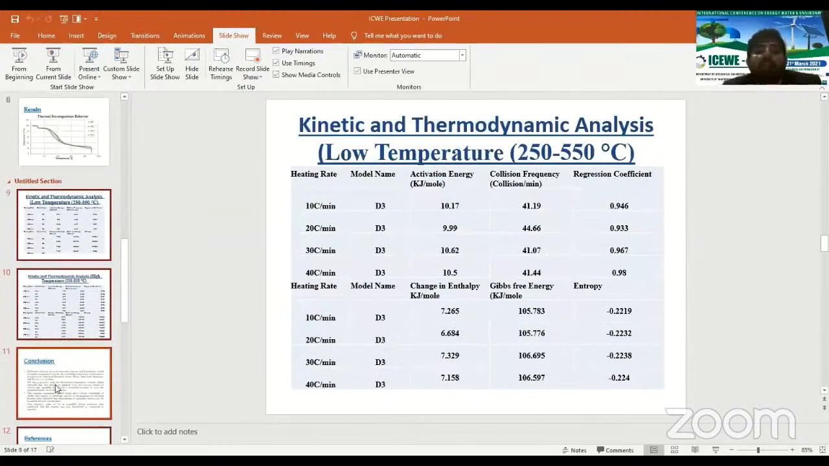Its kinetic and thermodynamic analysis shows that the diffusion model D3 gives a better linear regression coefficient. It has an activation energy in the range of 9 or 10, and it shows the highest regression factor among all the other models. Its thermodynamic calculations also show that energy is required for the initiation of reactions, and the negative entropy shows that the product is in a well-ordered form.